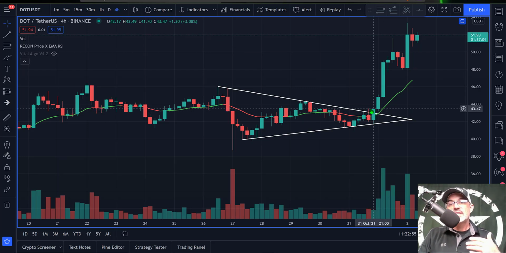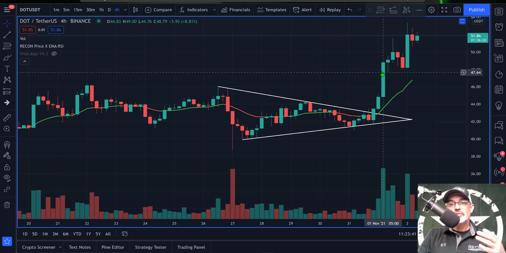Now, unfortunately, I wish I could say I actually got in back here on this candle. However, I had shut down for the day and I was in the process of going to bed for the night. And so I didn't actually see this move until I woke up in the morning, and then I was able to get in somewhere around here on this candle.